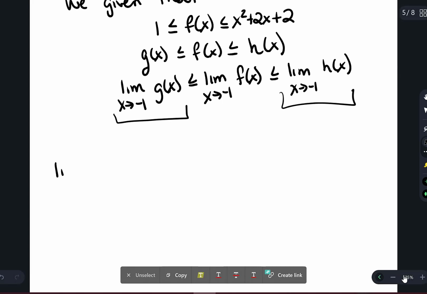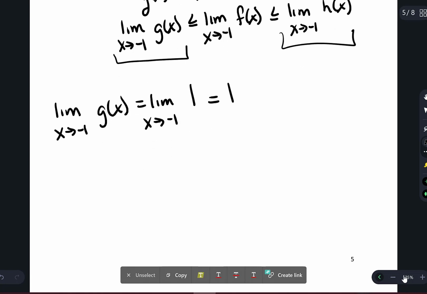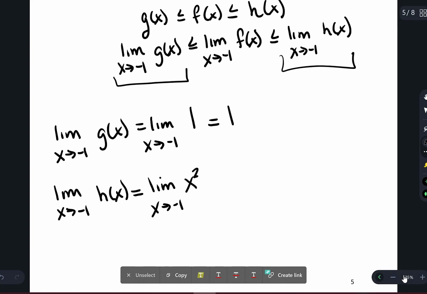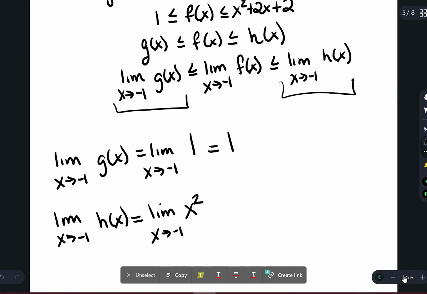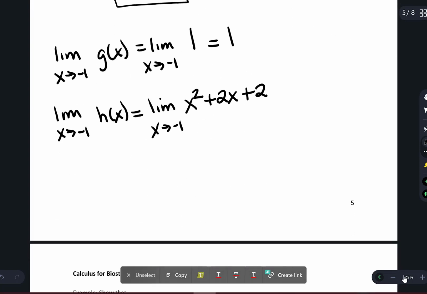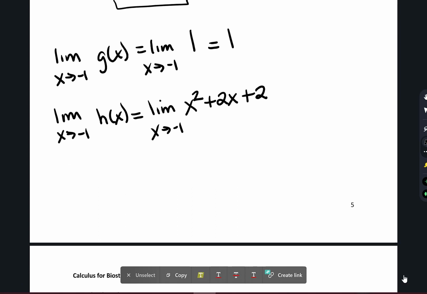So we'll start with the limit as x approaches negative 1 of g of x. Well, remember that g of x is just that constant function equal to 1, so obviously that's just going to be equal to 1. And then I also want the limit as x approaches negative 1 of h of x. And so just going back up here to remind myself, h of x is equal to x squared plus 2x plus 2. And so this is where I can use those limit laws to break up this limit.